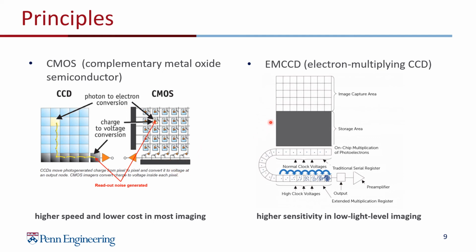Another example is called EM-CCD, which is electron multiplying CCD. This utilizes on-chip multiplication gain technology to increase the number of electrons generated from photons. This process occurs before the charge reaches the output amplifier, so the signal is increased before the read noise is applied. This technology can achieve single photon detection with relatively low noise.